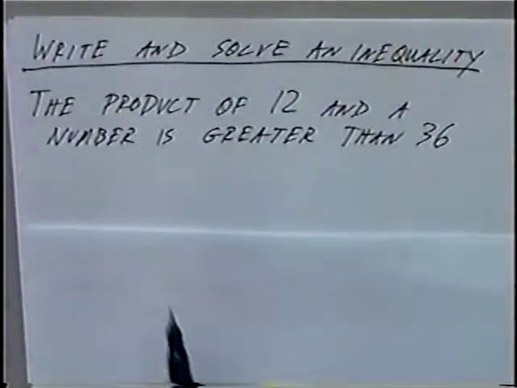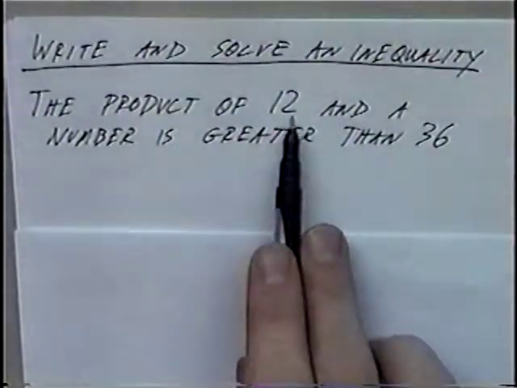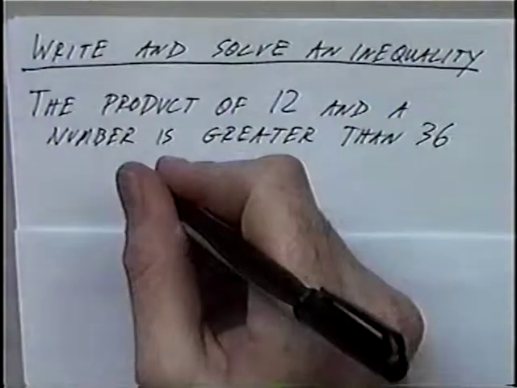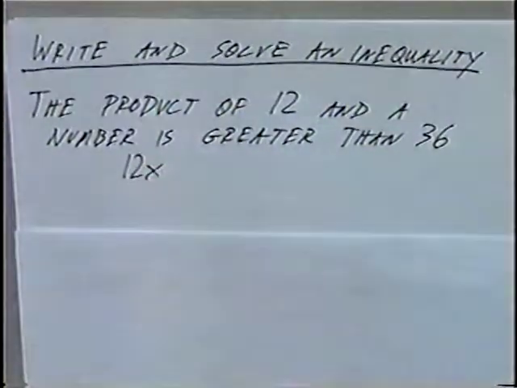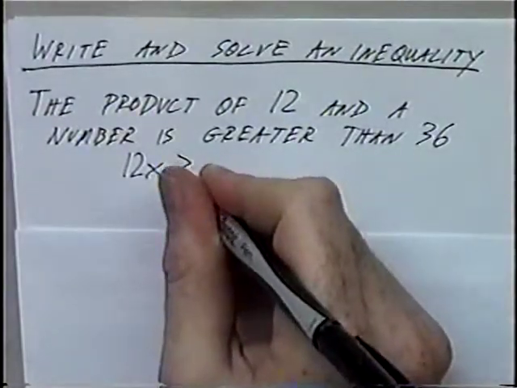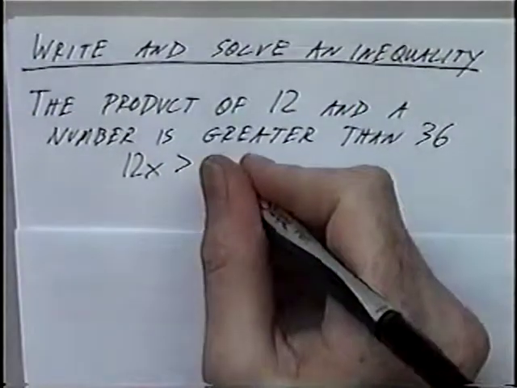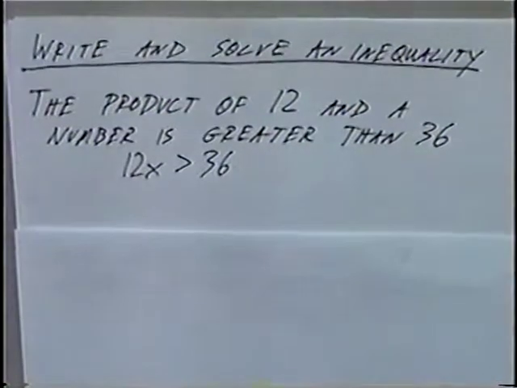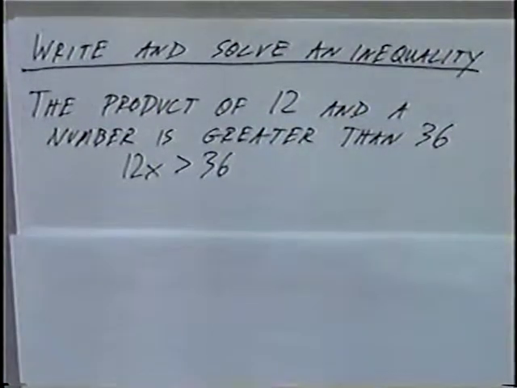To write the inequality, we'll have the product. Again, we're multiplying 12 times a number, or 12 times x, which would be 12x. Is greater than would be the greater than symbol, and greater than 36. So the inequality is 12x greater than 36.